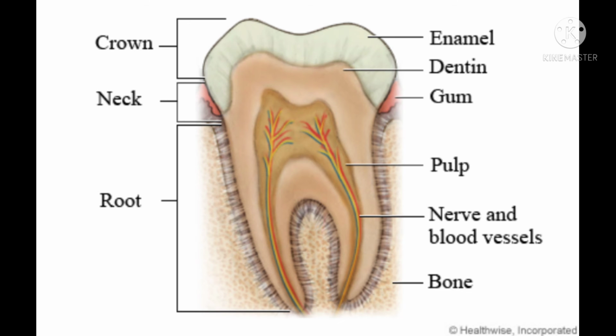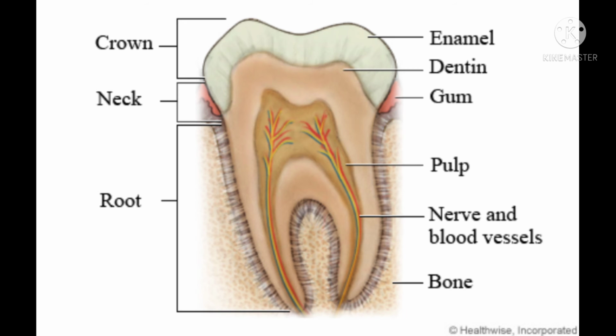Now, let me ask you a question. Do you know what is the hardest part in the body? I'll tell you this answer in the explanation of parts of a tooth. Now, I am going to explain about parts of a tooth. There are 3 parts of tooth. They are crown, neck and the root.